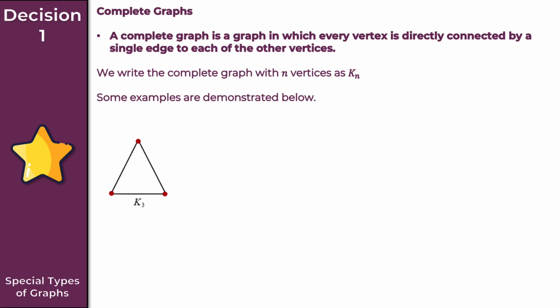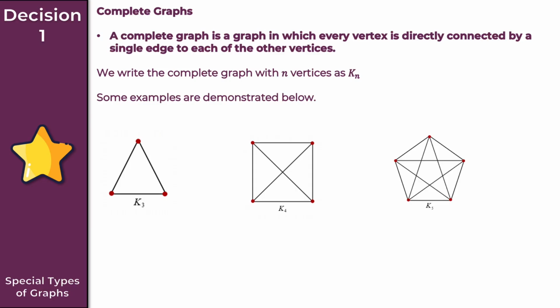So to get us started here, we have K3. So K3 here is a complete graph with 3 vertices. So we denote that as K3. For the next example here, we've got K4. So what I've got here is a complete graph. We've got 4 vertices, right? 1, 2, 3, 4. So we denote that as K4. And then finally, for the very last example here, we have K5. So what I've got here is a complete graph with 5 vertices, right? 1, 2, 3, 4, and 5. So we denote that here as K5.